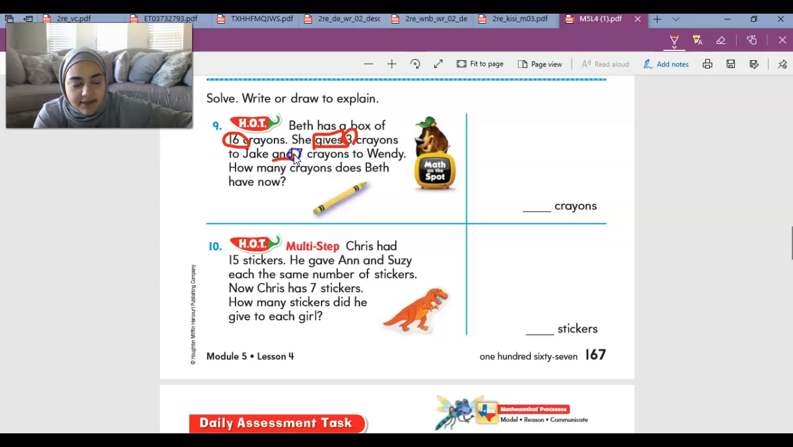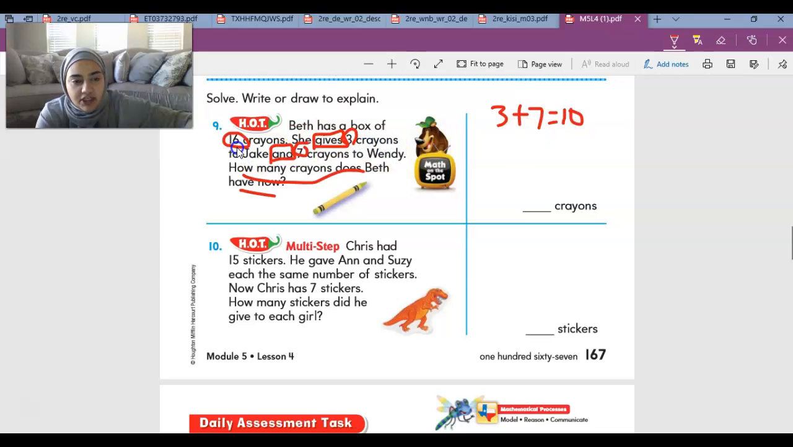And remember, Professor Berger just confirmed to us that "and" is another keyword for add. So she gives 3 and 7 to Wendy. How many crowns does Beth have now? So this is a 2-step problem. So she gives 3 plus 7 away. Okay, so what's 3 plus 7? 7, 8, 9, 10, right? So she technically gives 10 away.